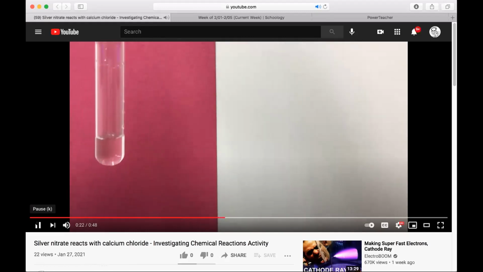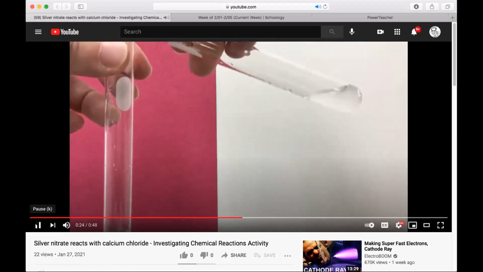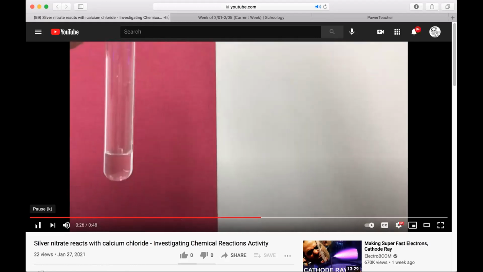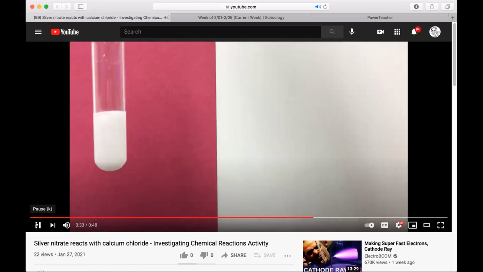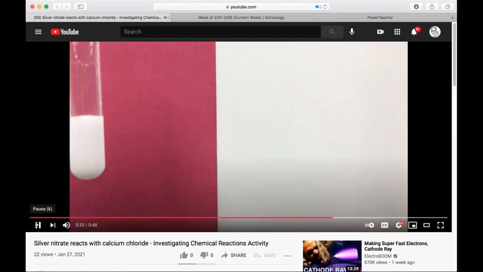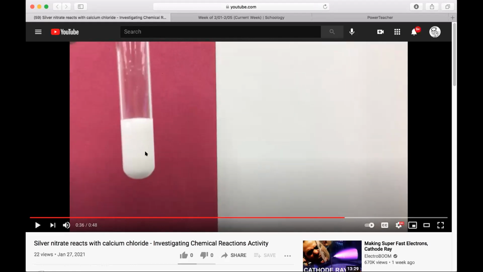And then in this experiment I poured the calcium chloride into the silver nitrate, and all of a sudden it doesn't look like a clear and colorless solution anymore. Instead, it looked super milky. And this actually isn't still a solution. Instead, you've formed very small crystals, but they just haven't quite settled out yet.